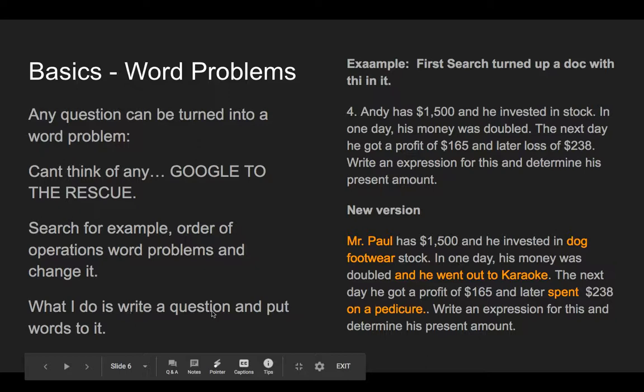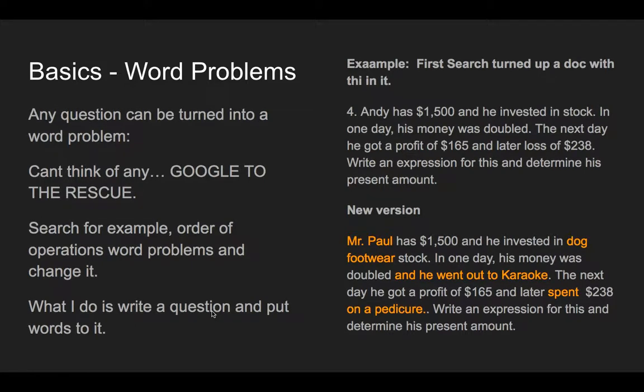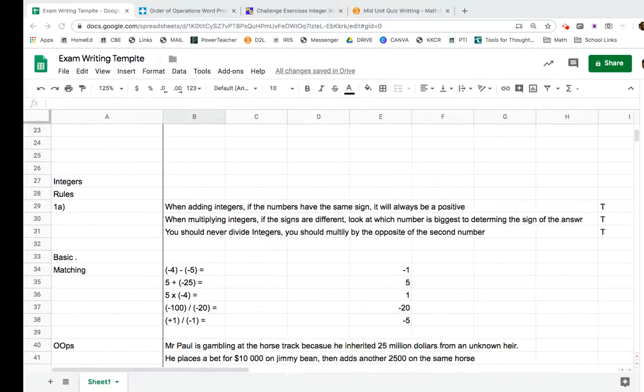What I do is sometimes I'll just write a question in numbers, so -2 plus -3. And how can I put words to that? Well, -2 is like temperature. So if it's -2 outside and the temperature drops an additional 3 degrees, what is the current temperature?